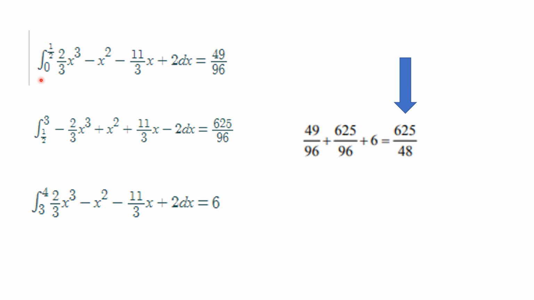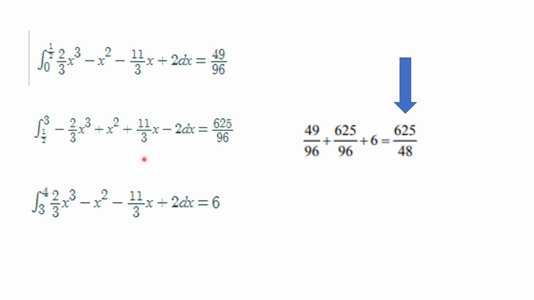So the first integral, we go from 0 to 1/2. This is what we're integrating. And I think you can do this. This is a Calc 1 kind of problem. This is 49 over 96. But then from 1/2 to 3, you're integrating the negative of that function, and you get this value, 625 over 96. And then from 3 to 4, you're integrating the original function again, and this time you get 6.